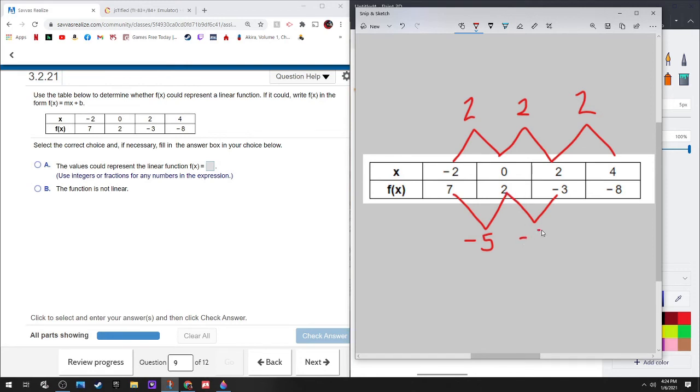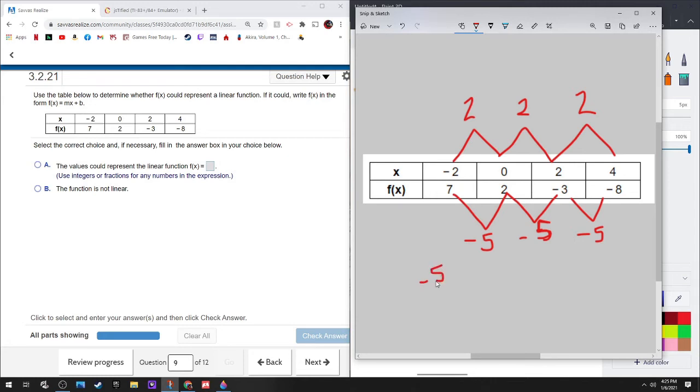Yes, it is. Then negative 3 to negative 8, again, going down by 5. Cool. So remember that the way that we write our slope with this is we do the y's on top.